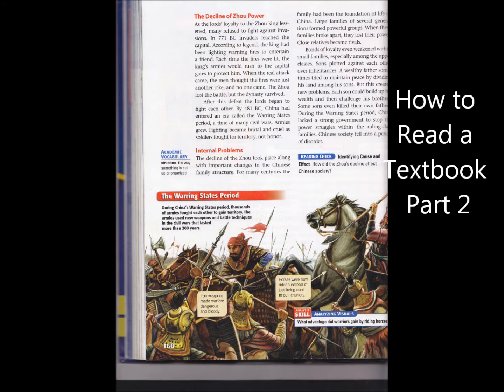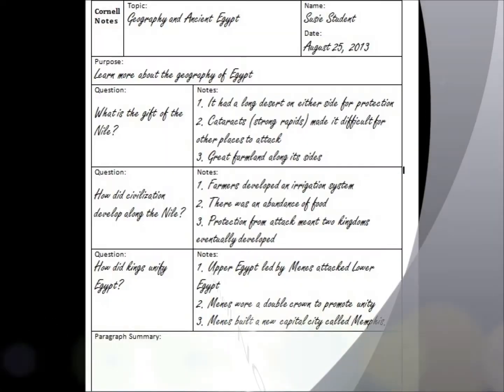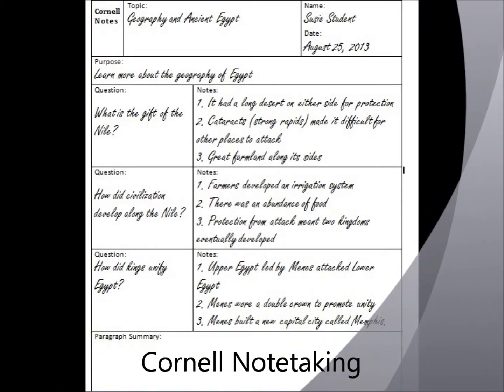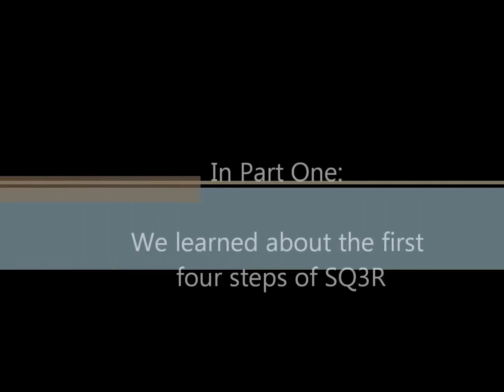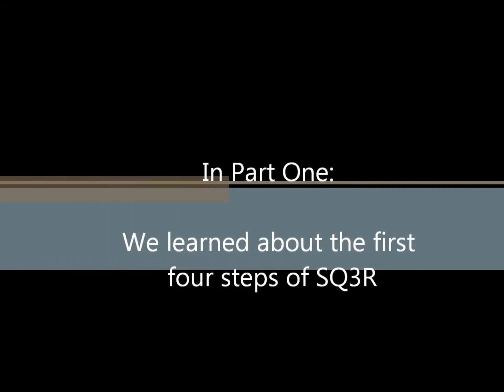Today's lesson is part 2 of how to read a textbook on your own. We'll be using the SQ3R process along with the Cornell note-taking method. In part 1, we learned about the first 4 steps of SQ3R. Here is a quick review.